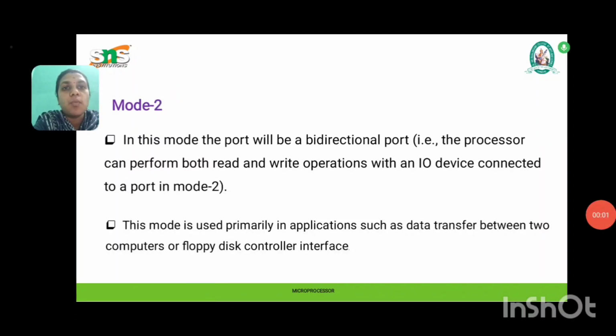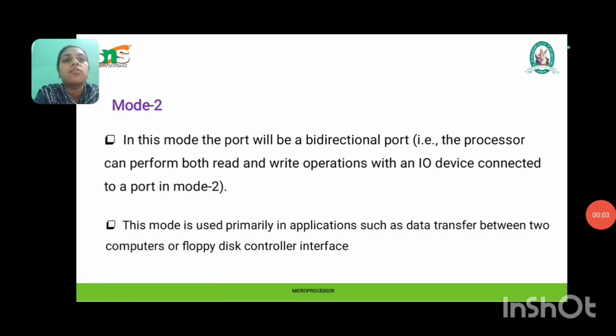And the next mode is mode 2. In this mode, the port will be a bidirectional port. Bidirectional means data can flow in both directions, and the processor can perform both read and write operations with the I/O devices connected to a port in mode 2.